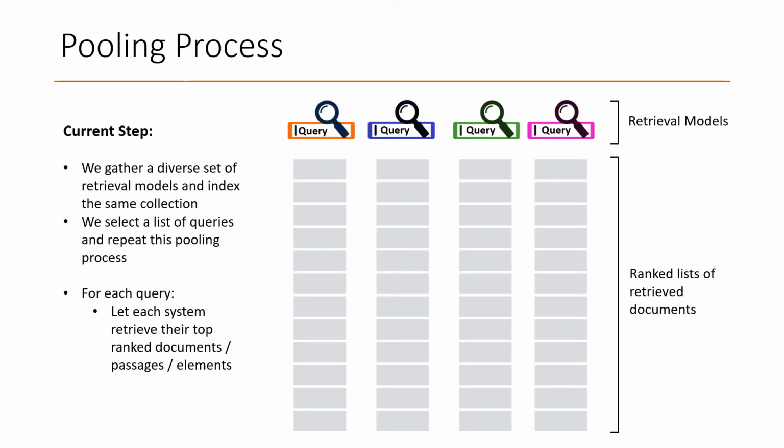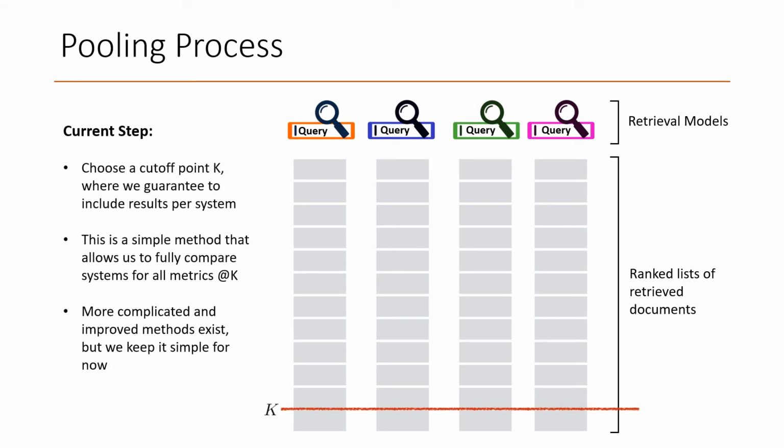The pooling process is as follows. We gather a diverse set of retrieval models, here in the four colors, and we index the same collection with each model. We then select a list of queries and repeat this pooling process. So for each query, we let each system retrieve their top-ranked documents, passages, or elements. I'm using documents here as a term for all these subterms.